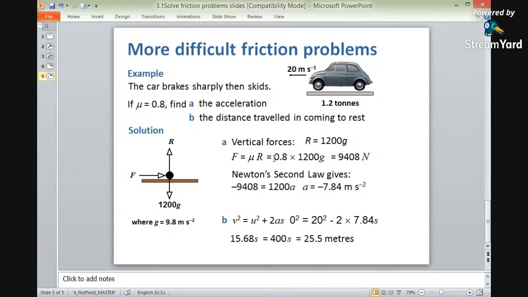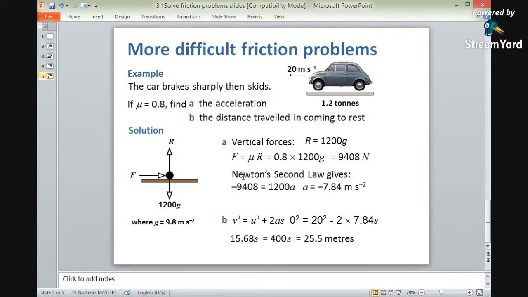So F is equal to mu into R. Mu we have taken as 0.8 into R, which we have taken as 1200 g. g is nothing but gravity, taken as 9.81 meter per second square. After multiplying 0.8 by 1200 into 9.81, it comes to be 9408 newtons. The frictional force, which opposes the movement of the vehicle, is nothing but 9408 newtons.